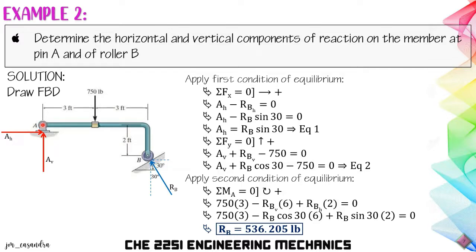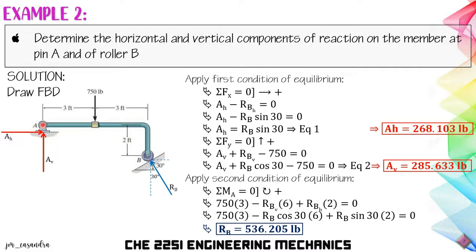So with the value of RB, we can substitute this to equations 1 and 2 to arrive at AH equal to 268.103 pounds and AV equal to 285.633 pounds.